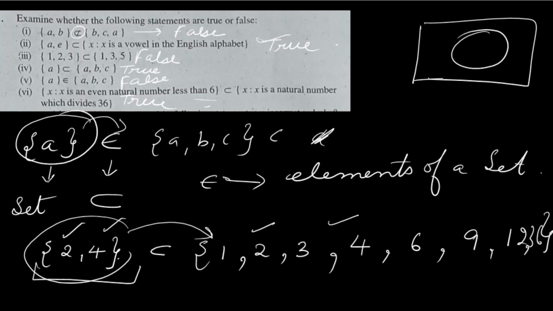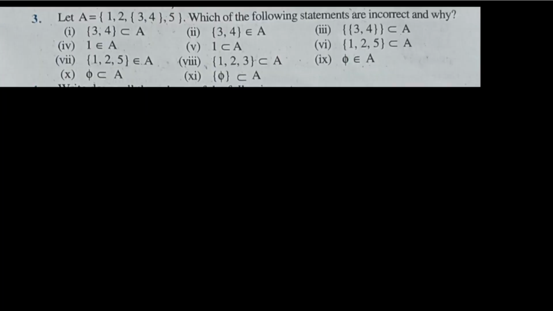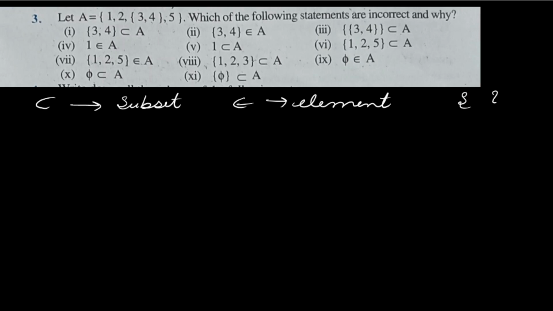So with this we have completed the second question also. Let's do the next question now. See, next question. Again, we just have to check which of the following statements are incorrect and why. So here again, you have to remember one concept. This symbol we always use for sets because this is a symbol of subset, and this symbol we always use for an element. Okay, and a set is always written inside the curly braces.